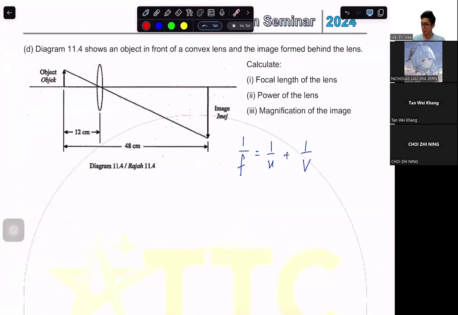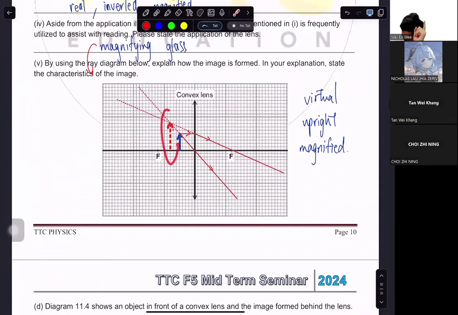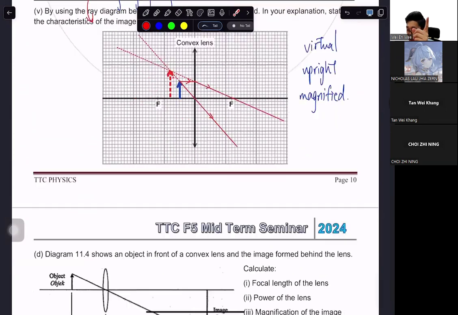Okay, some of the numbers can be negative. So U cannot be negative. Object, right? Always real. The object always exists. So it cannot be negative, so we don't have to worry about that. But the V can be negative if it's a virtual image. You see like this one? This V is negative. Okay, this V is negative, right?